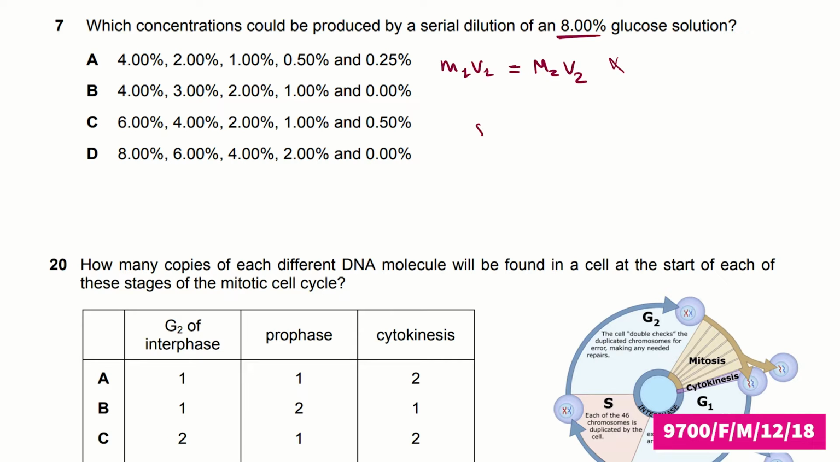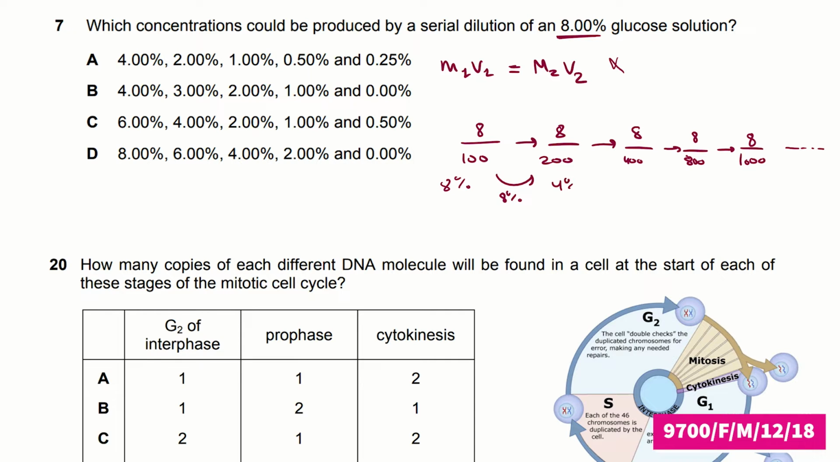Now, we know that 8% is the same as 8 over 100. Now, we know that in serial dilutions, we decrease by the same dilution factor each time. So our dilution factor is 8%. Therefore, we decrease by 8% every single time. And a very easy way to do this would be to do 8 over 200. We decrease by 8% dilution factor. Then 8 over 400. Then 8 over 800, and 8 over 1600, and so on. Therefore, this would give us 8% to start with, then 4%, then 2%, then 1%, then 0.5%, and so on. Therefore, the only correct answer in this situation would be A.